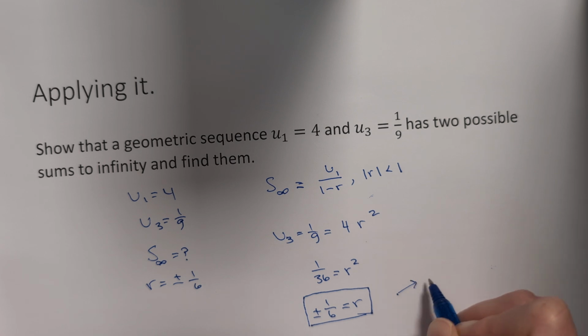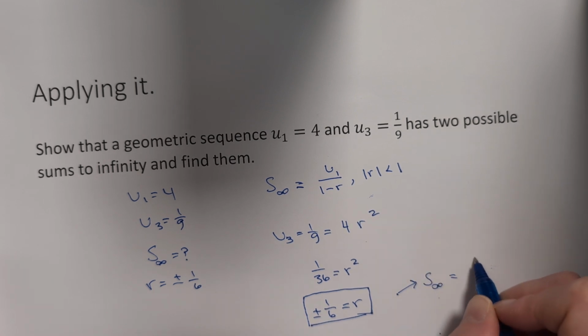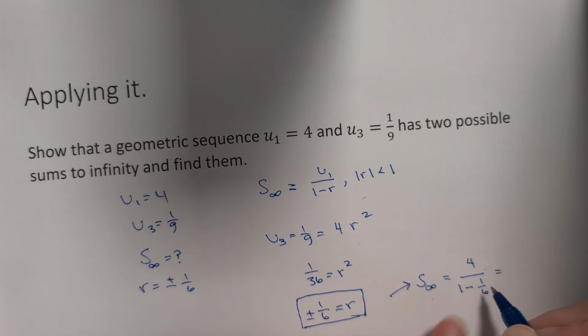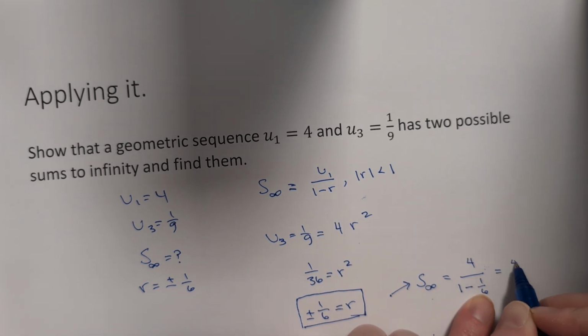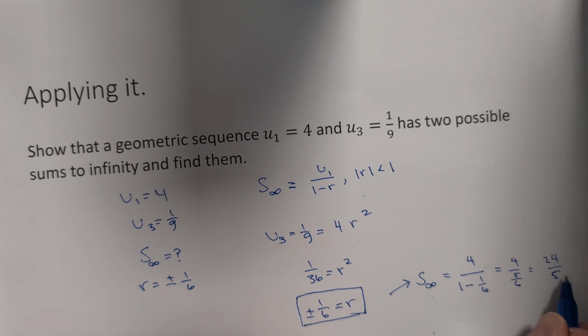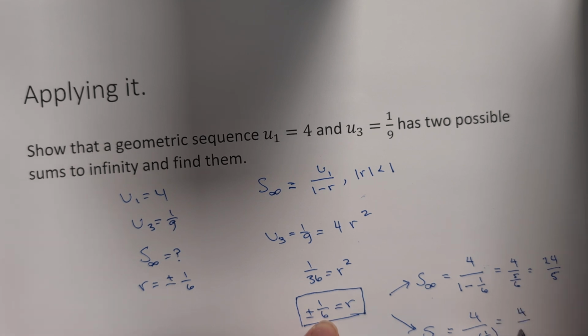So the first sum to infinity would be u sub 1 over 1 minus positive 1/6. 1 minus 1/6 is 5/6. And 4 divided by 5/6 is 24/5. So if r is positive 1/6, then the sum to infinity is 24/5. And the other option, if the ratio is negative 1/6, then 1 minus negative 1/6 simplifies to 7/6, and we get 24/7. So those are the two possible sums to infinity.